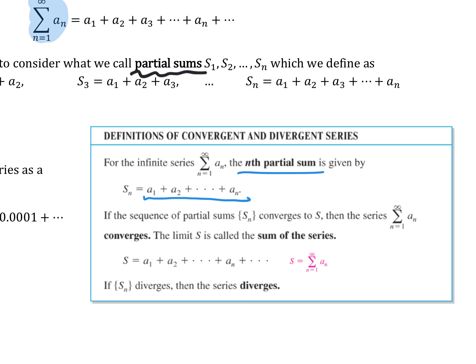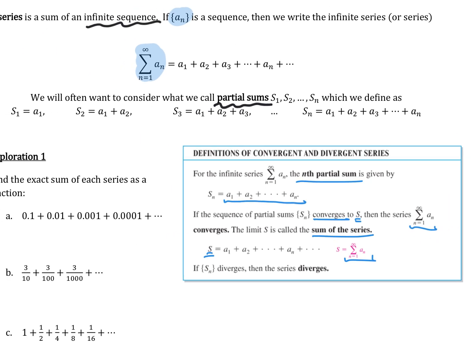Now, if we look at the sequence of partial sums and those partial sums converge, then that means the whole series will converge. So if it converges to S, then we can say the series converges. Remember, the series is infinite. The limit S is called the sum of the series. In other words, that number S is what the summation is worth. So if S sub n diverges, then the whole series diverges. If the partial sums start blowing up, then that means the whole series blows up.